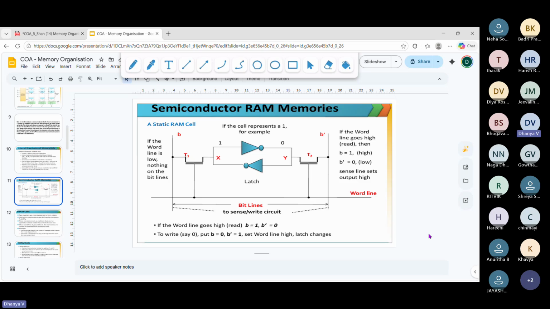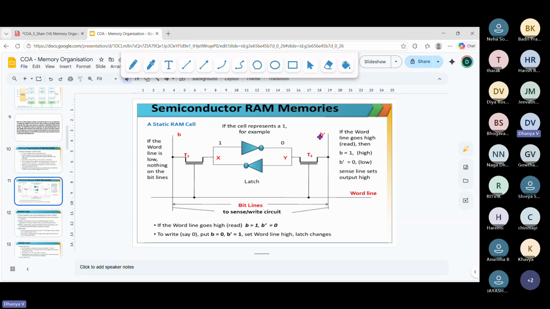Okay, let's look into the cases now. If the word line goes high, that means read. When you're reading and your word line goes high, B, your bit, is 1 and B dash is 0. B is your essential content that is there in your latch. Here we have given our content to be 1, so that will be our B. B dash will just be the complement of B, so that will store 0.